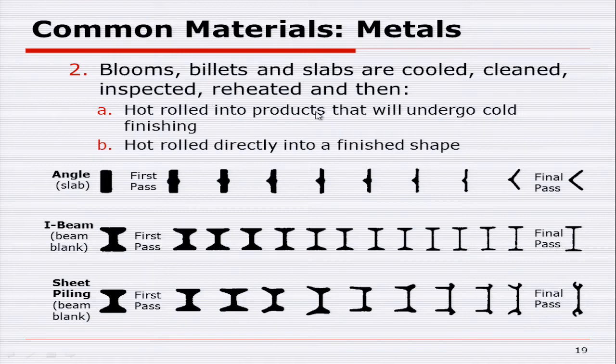You actually start with a thin, small slab, and you can see some of the deformation that goes on. It's kind of strange the way that it's done, but that's how you end up with your angle. These are all passes that go through a series of rollers back and forth, and you eventually work it into this shape. Here's your I-beam, which starts with a beam blank.